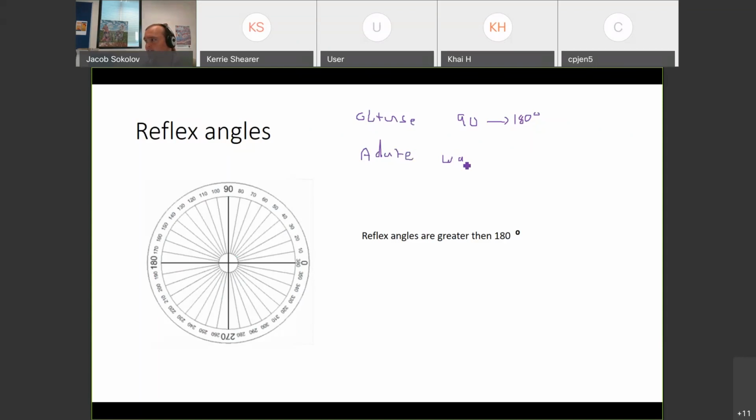Was up to 90. 90. And my question is, how many degrees are there in a circle? We're just doing some revising at the start. 360 degrees.